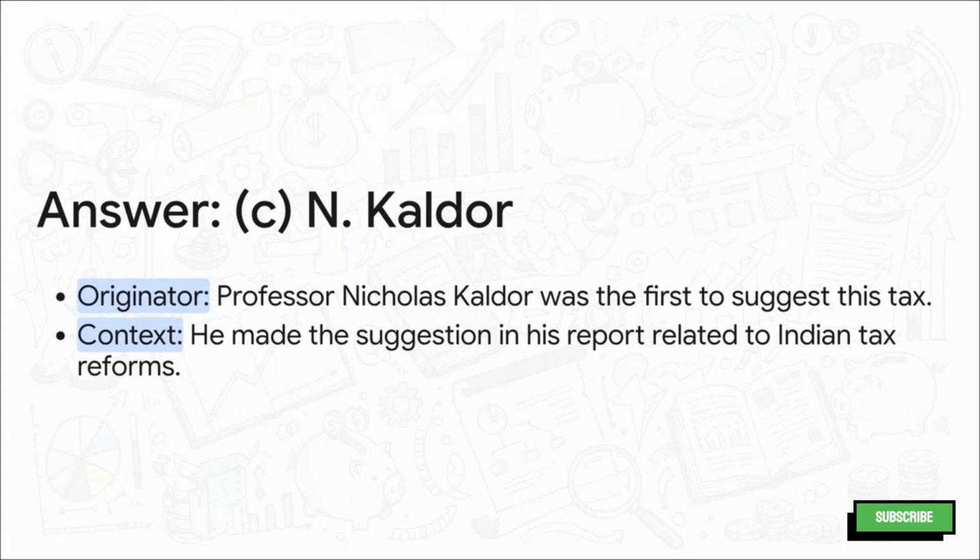N. Kaldor. Professor Nicholas Kaldor was a famous economist who suggested that instead of taxing people's income, we should tax their expenditure, or their spending. He actually presented this concept specifically in his report on Indian tax reforms.